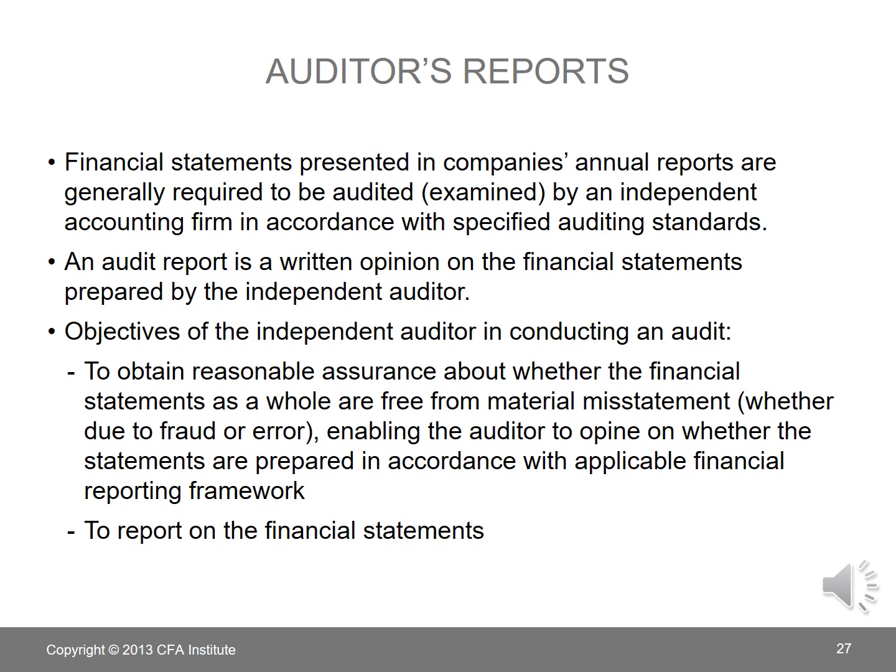Under International Standards on Auditing, ISAs, the objectives of an auditor in conducting an audit of financial statements are, first, to obtain reasonable assurance about whether the financial statements as a whole are free from material misstatement, whether due to fraud or error, thereby enabling the auditor to express an opinion on whether the financial statements are prepared in all material respects in accordance with an applicable financial reporting framework. And the second objective is to report on the financial statements and communicate as required by the ISAs, in accordance with the auditor's findings.